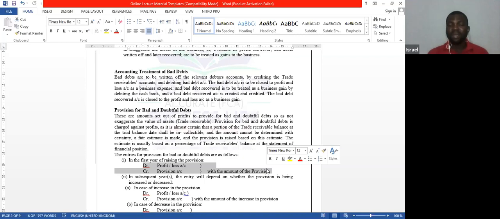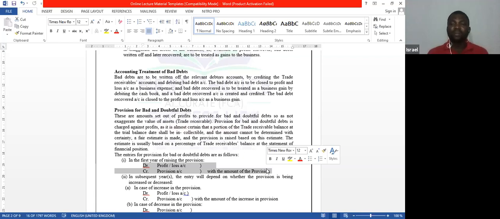So it means that, like I said earlier, the balance for the bad debt is written off to the profit or loss account statement. The balance is written off to what? To profit or loss account. But the balance for provision for bad debt is not written off, it's carried over. It's actually like a liability that is carried over, the provision that is being carried over. Then in the subsequent year, we have done the initial.